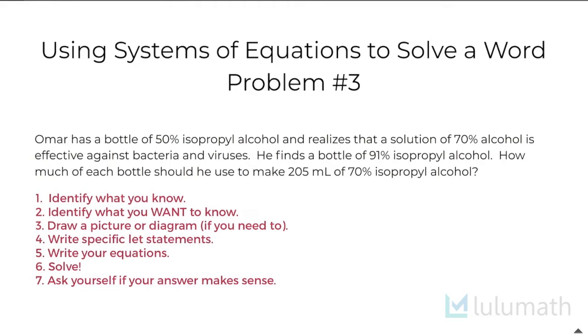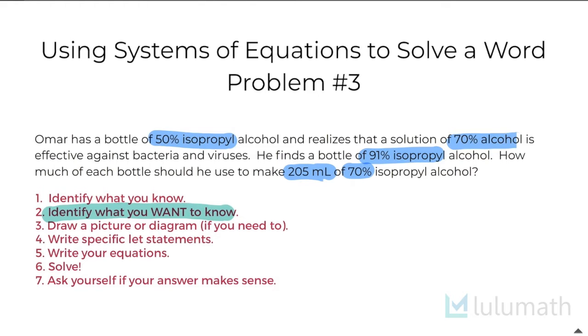I'm told Omar has a bottle of 50% isopropyl alcohol, so that's important, and realizes that a solution of 70% alcohol is effective against bacteria and viruses. He also finds a bottle of 91% isopropyl alcohol, and we want to know how much of each bottle should he use to make 205 milliliters of this 70% isopropyl alcohol that we're looking for. Okay, so we're done with step number 1. The next thing we want to do is identify what you want to know.